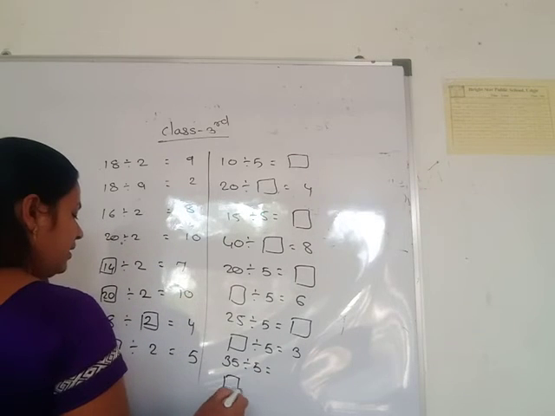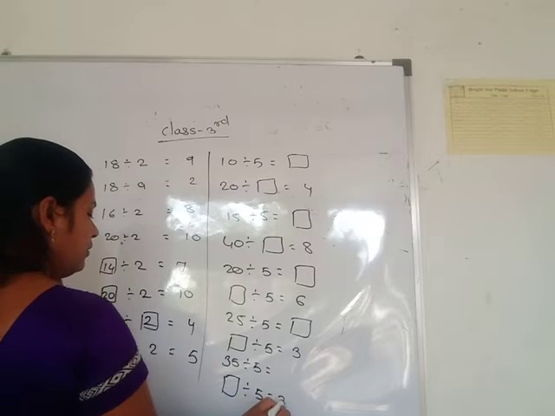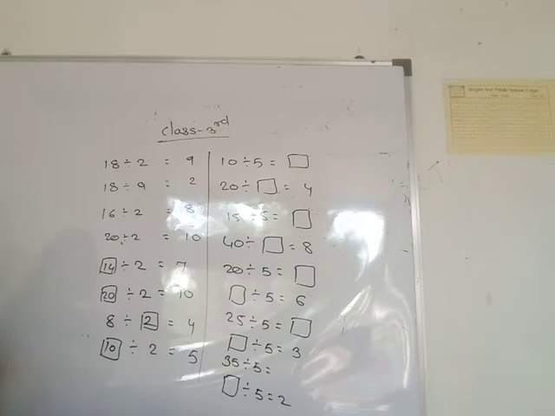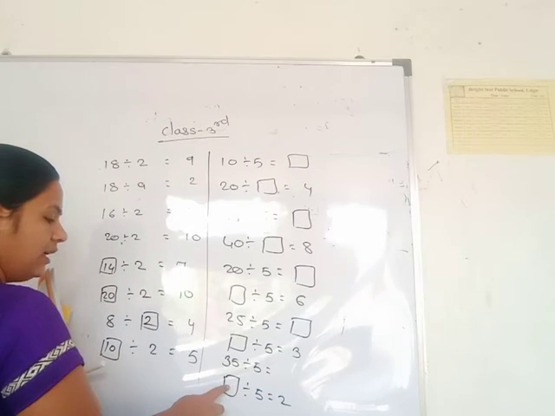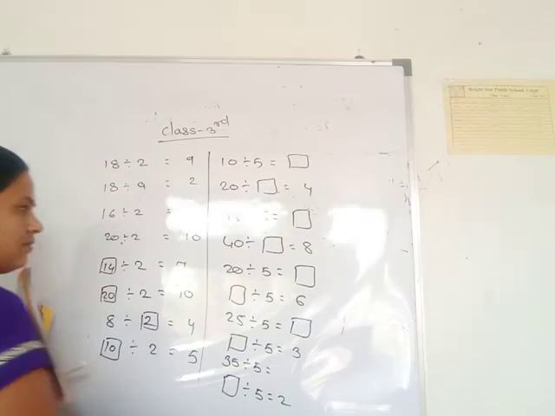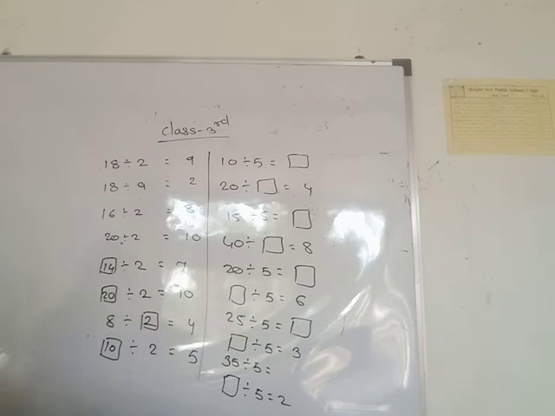Then box divided by 5 is equal to 2. Then you do the multiplication of these two numbers. Here two numbers: 5 2s are 10. Then you write 10. 10 divided by 5 is equal to 2. Then in homework you complete this. Then next one, see. This type is given again.